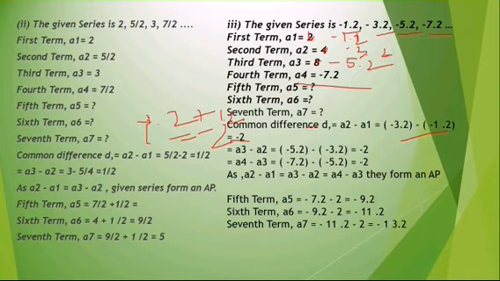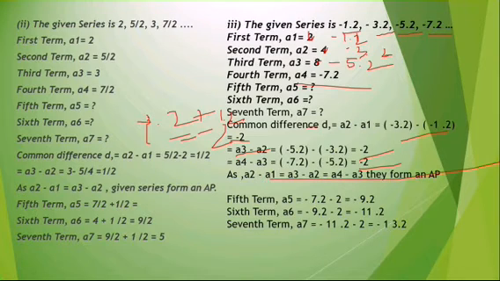Similarly, A3 minus A2, we will get it as minus 5.2 minus of minus 3.2. We will get it as minus 2. Similarly, A4 minus A3, we will get it as minus 2. So we can observe here that the common difference is same. So they form an AP finally.